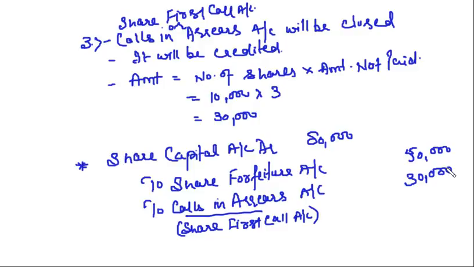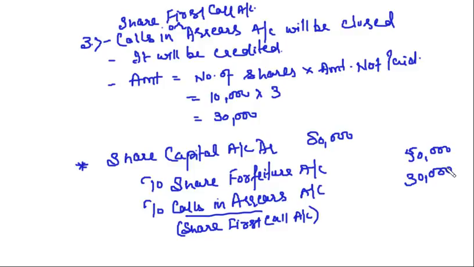This is the basic concept of forfeiture. That is, the person fails to pay the call money. The company gives a notice of 14 days to the person. Person still fails to pay the call money within 14 days. Then what will the company do? Company will cancel the subscription of shares for that person. Right? Company will cancel the subscription of that person.